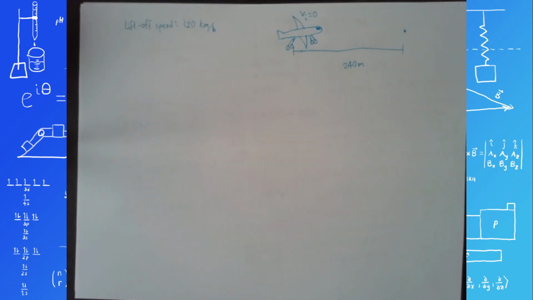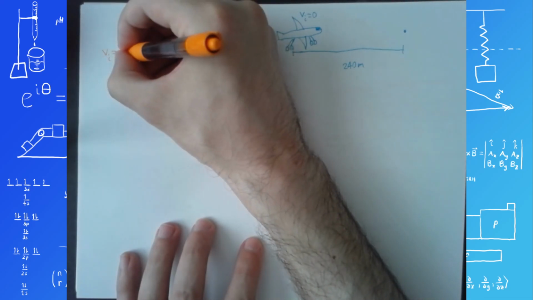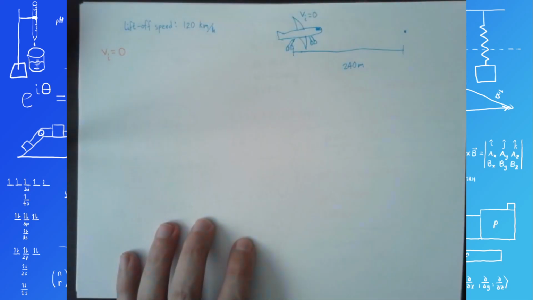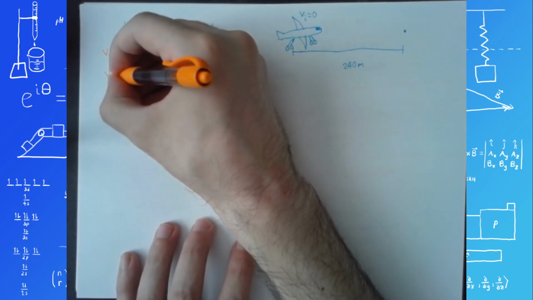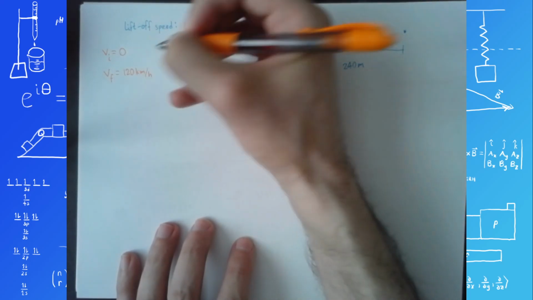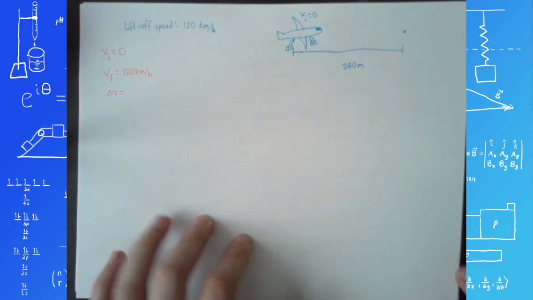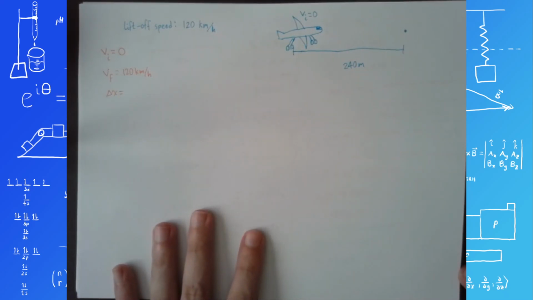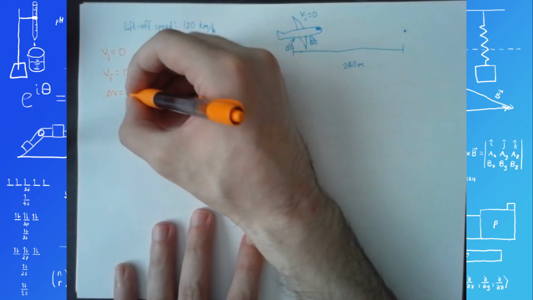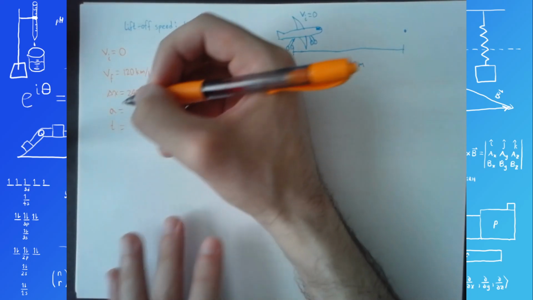So 3 pieces of kinematic information need to be known, and we have them. The one that students miss is V initial needs to be 0. This is just derived from common sense. V final is 120 kilometers per hour. I'm probably going to want to convert that. The displacement, airplanes usually just go on a straight runway, so if they move in a straight line, the distance of 240 meters is also a displacement of 240 meters in whatever direction this pilot considers forward. So that's 240 meters. And then acceleration is unknown and time is unknown.